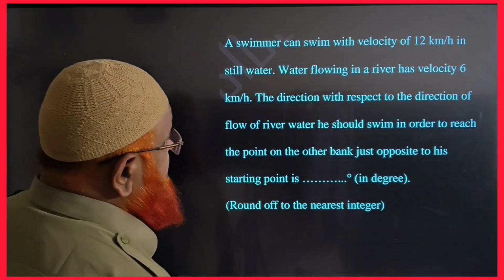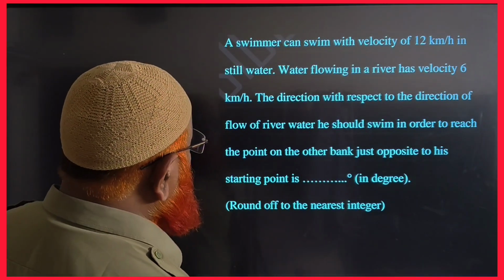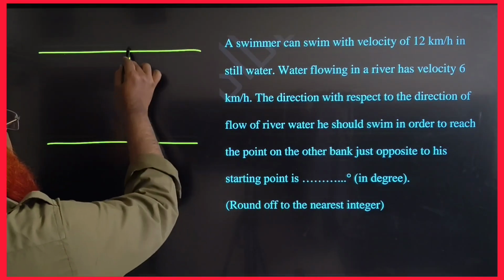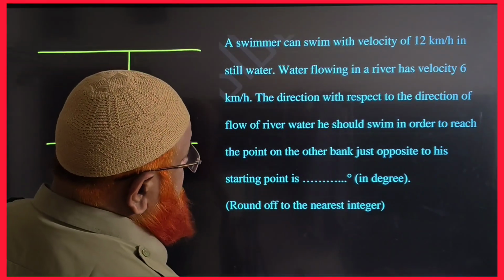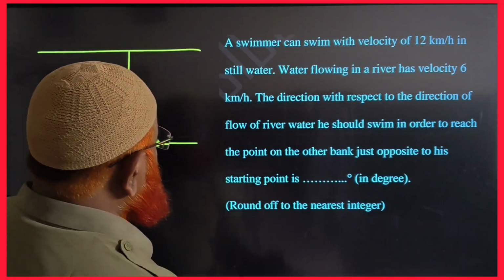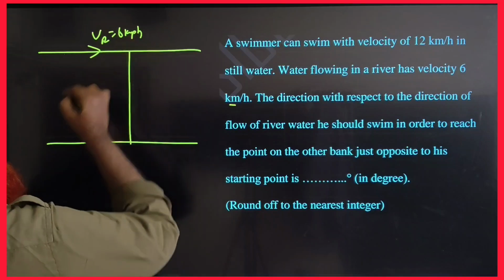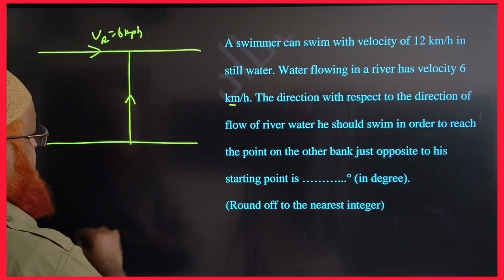Next, a swimmer can swim with a velocity of 12 kilometers per hour in still water. Okay. And what is that condition? Water flow in the river has a velocity of 6 kilometers per hour. यहाँ पर river flow का velocity कितना था? 6 kilometers per hour. और swimmer का speed कितना था?